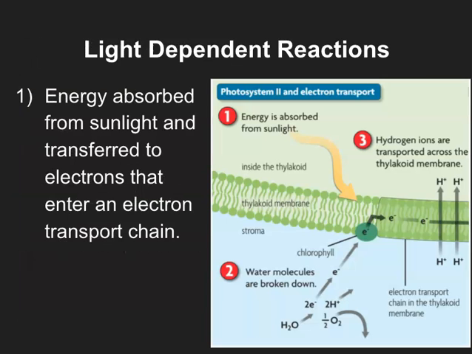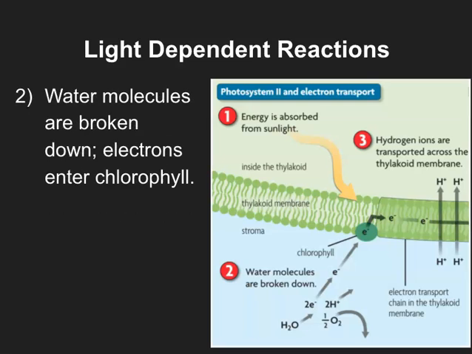As we look at the light-dependent reactions, we're first going to look at photosystem 2 and the electron transport chain. Step 1 and Step 2 occur simultaneously, but we'll begin with Step 1, which is energy that is absorbed from sunlight and transferred to electrons that have entered into the electron transport chain. Step 2 is where water molecules are broken down, and the electrons from the broken down water molecule are then going to enter into the chlorophyll, where they are energized by the energy from the sunlight from Step 1 and move into the electron transport chain.